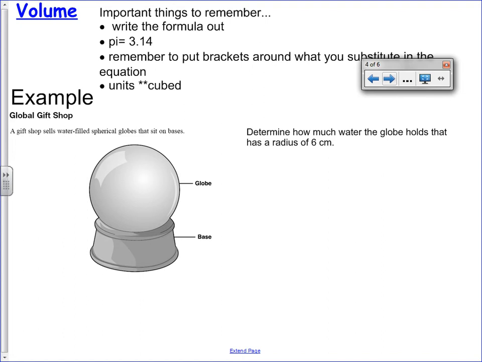So I have here, it says a gift shop sells water-filled spherical globes that sit on a base. Determine how much water the globe holds that has a radius of 6 centimeters. So the first thing I need to do is figure out a formula. Ben, what formula will I use for this? Good. And it's important to remember that that is a cubed, not a squared.